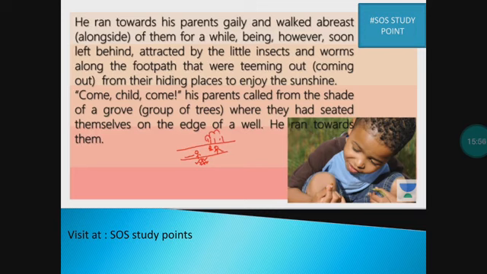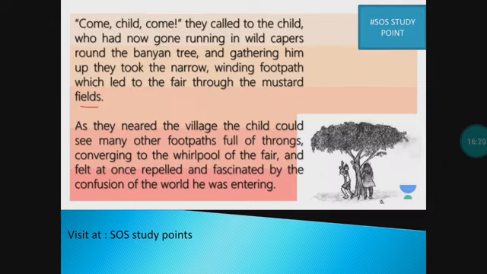Now, "Come, child, come," his parents called from the shade of a grove. Grove means a group of trees. So here his parents just called him, "Come, child, come." They called him from the shade of the tree where they had seated themselves on the edge of a well. Well, he ran towards them.